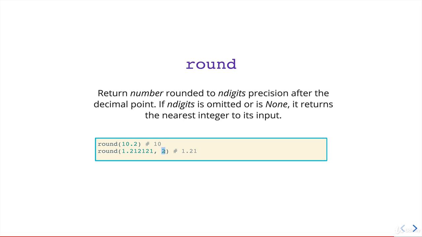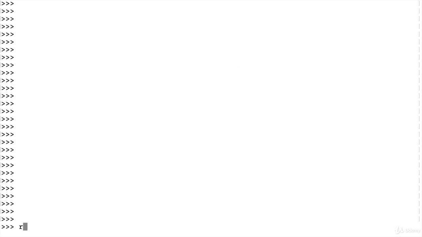But if we specify 2 digits, then it will give us 1.21 in this example. So we can do round of 3.5, 1, 2, 3, 4, and let's round. If we don't specify anything, it gives us 4. It rounds up, in this case, to the nearest integer. But if I did 3 digits, I get 3.512 to this third decimal place. What else? That's pretty much it with round.